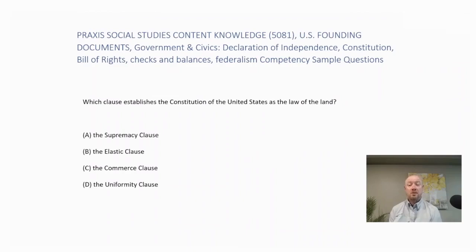Which clause establishes the Constitution of the United States as the law of the land? Is it A, the Supremacy Clause, B, the Elastic Clause, C, the Commerce Clause, or D, the Uniformity Clause?